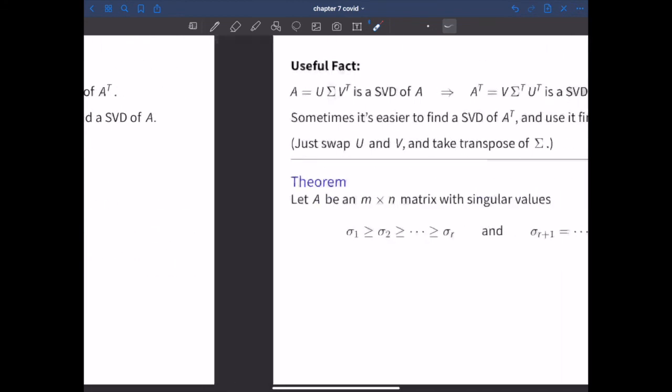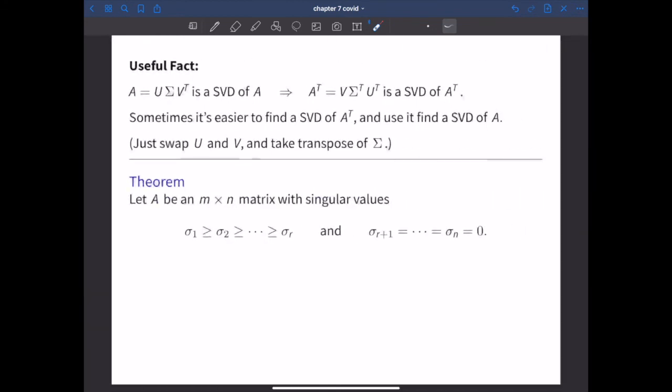So let A be an m by n matrix, and suppose these are the singular values: sigma 1, sigma 2, all the way up to sigma r. Suppose these are the positive singular values, the ones that are not equal to 0, bigger than 0. And suppose all of the singular values that come after sigma r are equal to 0. So this is our setup. Now remember, the number of non-zero singular values tells us the rank of the matrix. So this setup is basically telling us that A is a rank r matrix.